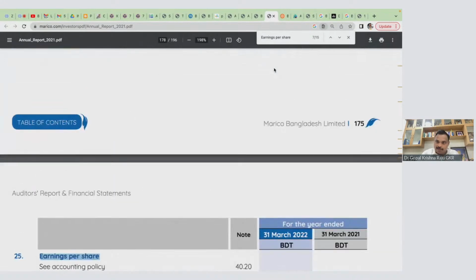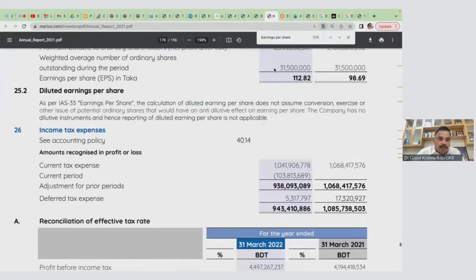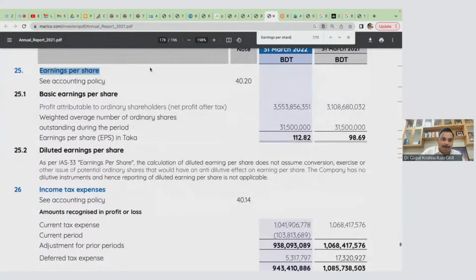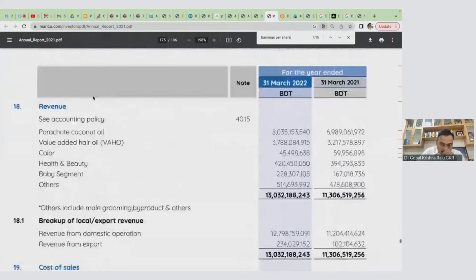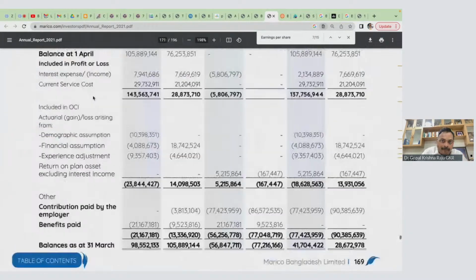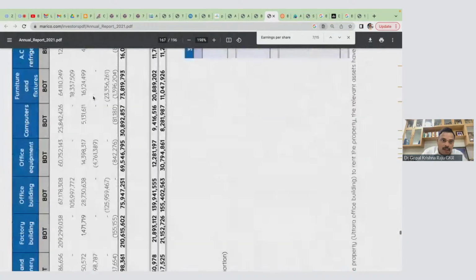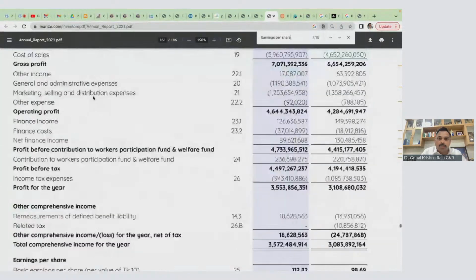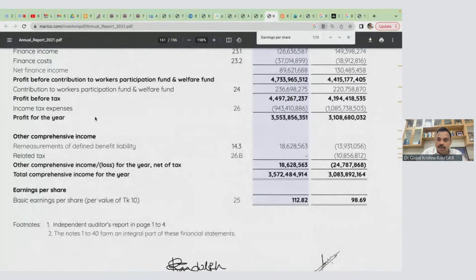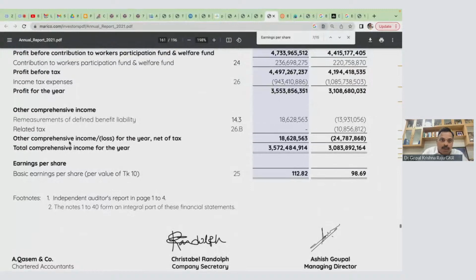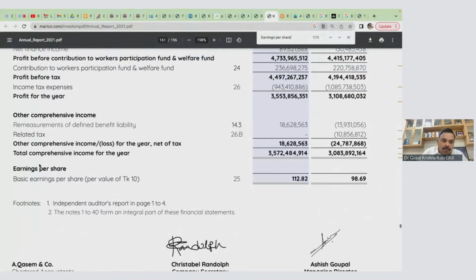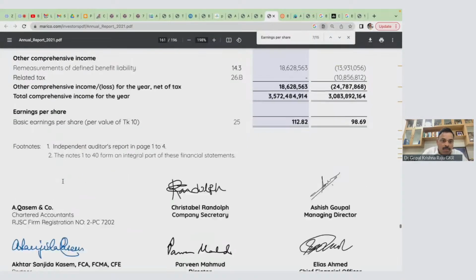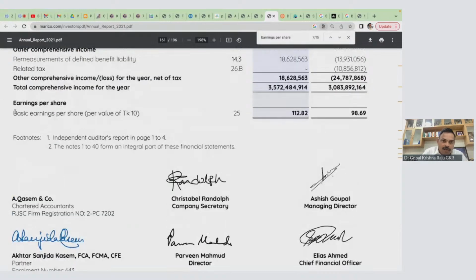Marico, Bangladesh. Okay, look at this. Very interesting number. I just want to take you to their balance sheet. First the P&L account, then I'll come to their notes. Look at their P&L. Amazing. This is your earnings per share, basic earnings per share. That's all. They are not disclosing diluted.